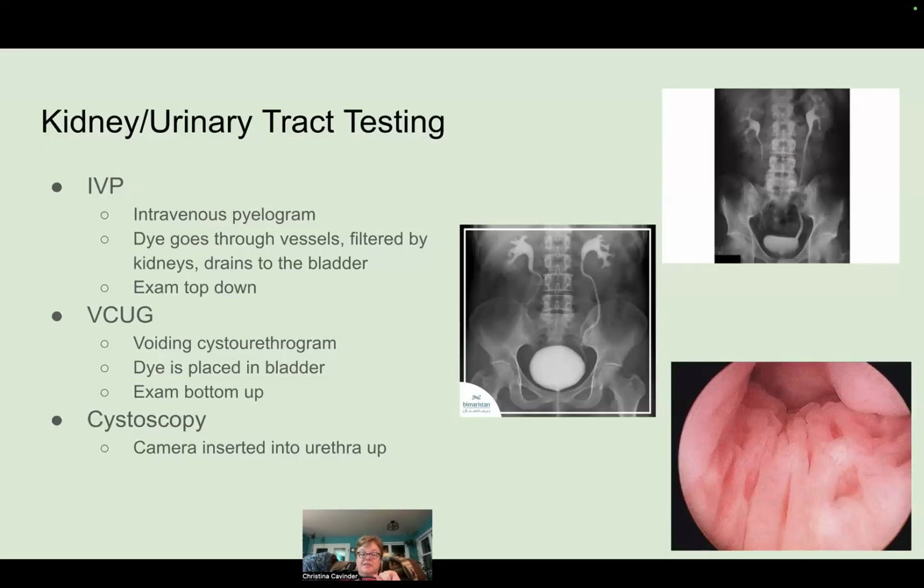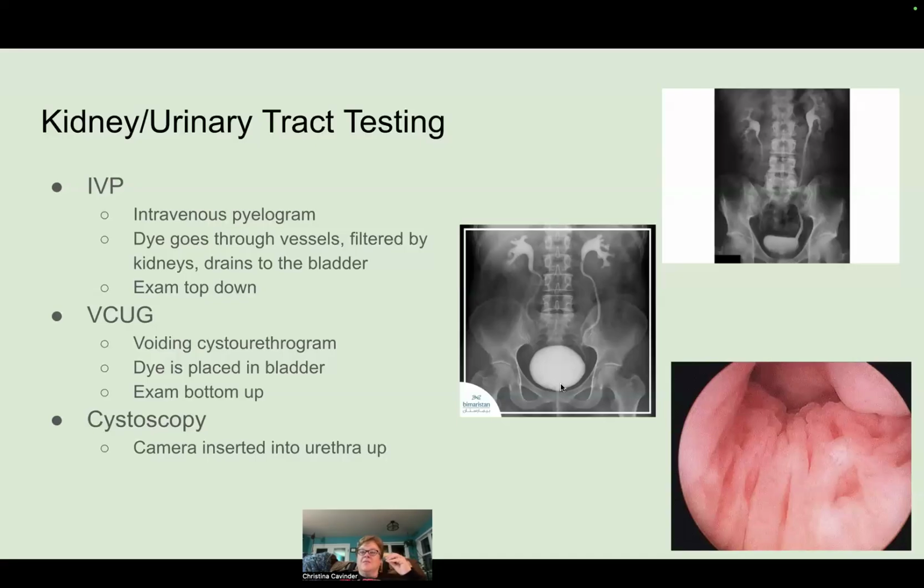So dye is placed in the bladder, and the bladder is distended until you can't stand it anymore. And then they urinate. As they urinate, the contraction of the bladder is pushed downward to evacuate the urine. And on reflux, you'll see it go back up into the kidneys. So this is a voiding cystourethrogram here. You can see the bladder is very large. They actually can get quite big.